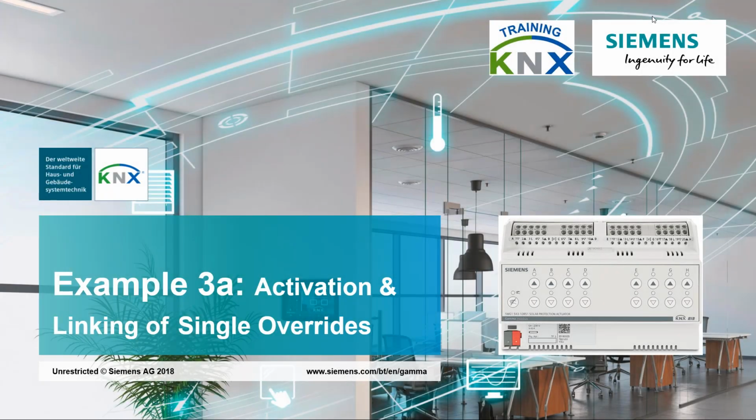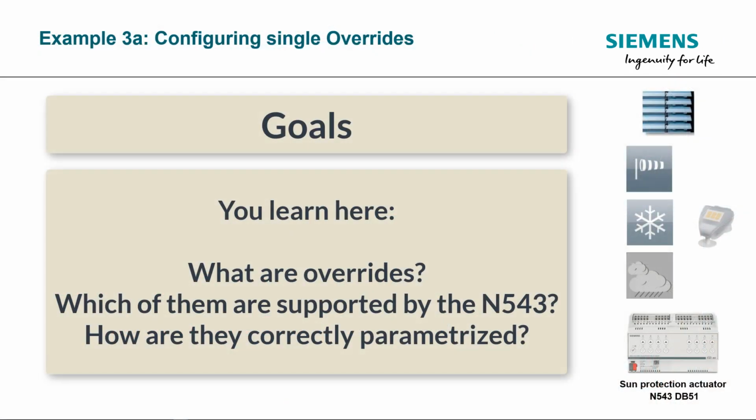Example 3. Activation and linking of overrides. 3A. Single overrides. After working through this unit, you will know what overrides are and which overrides exist for the sun protection actuator N543. You can select these overrides specifically and parameterize them correctly, both individually or consecutively.